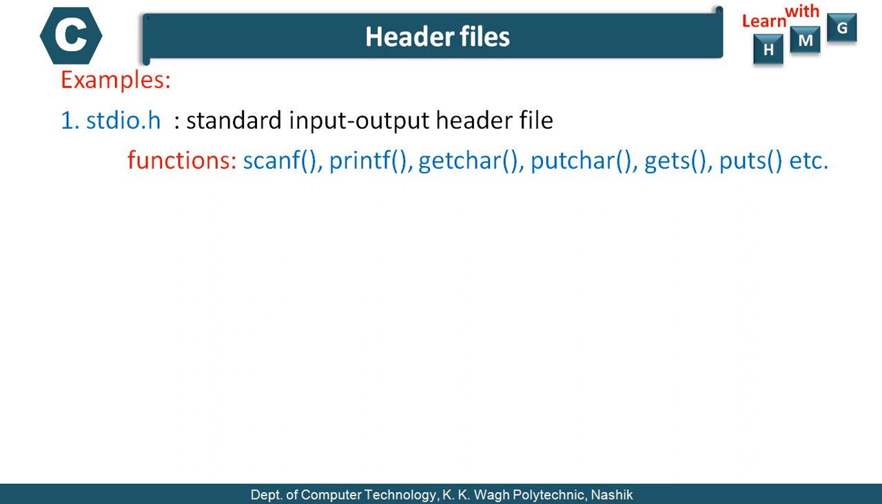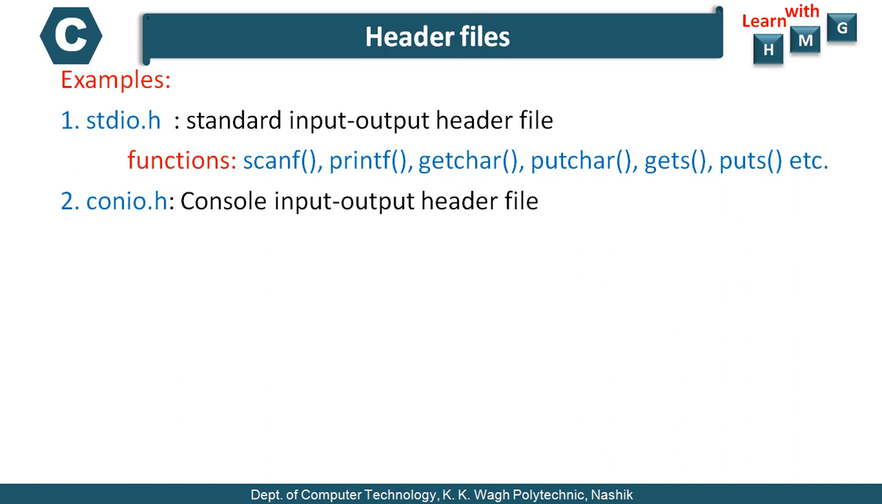Next is conio.h, which is the console input output header. Console means a combination of standard input and output device, and the functions related to console are clrscr, getch, getche, etc.